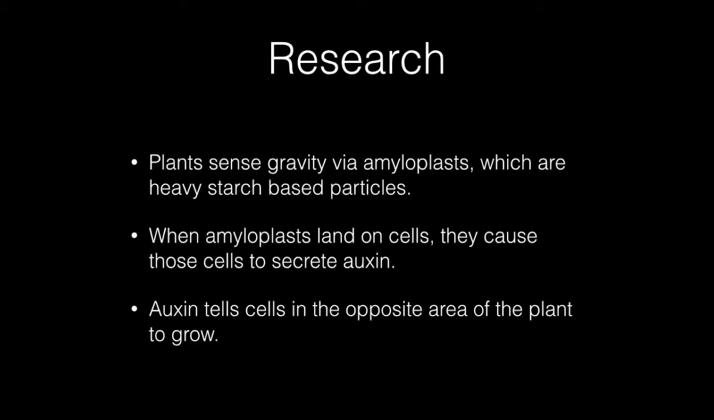Plants sense gravity via amyloplasts, which are heavy starch-based particles. When amyloplasts land on cells, they cause those cells to secrete auxin. Auxin tells cells in the opposite area of the plant to grow.